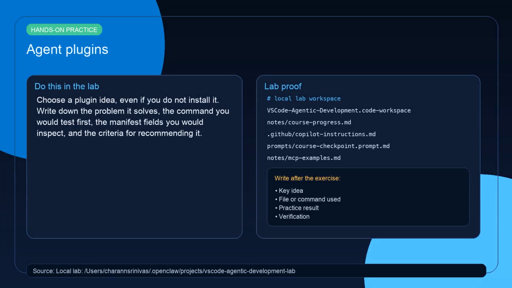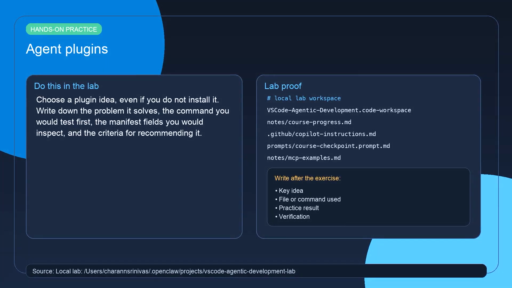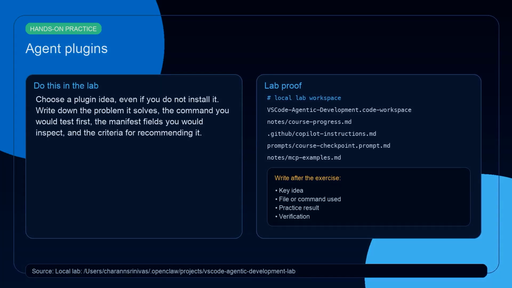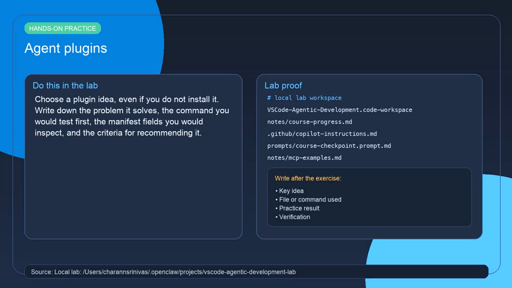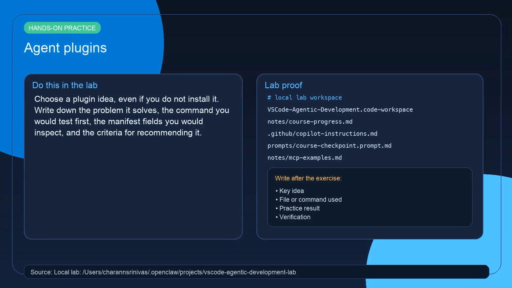Now make it practical. Choose a plugin idea, even if you do not install it. Write down the problem it solves, the command you would test first, the manifest fields you would inspect, and the criteria for recommending it.